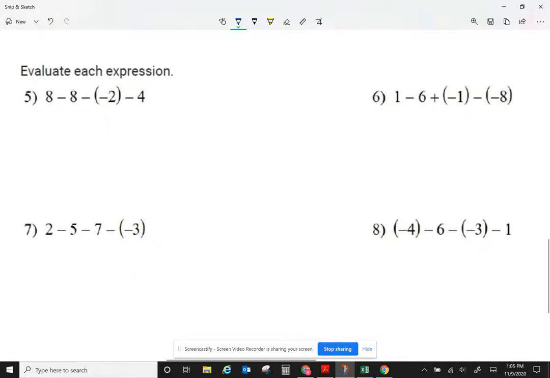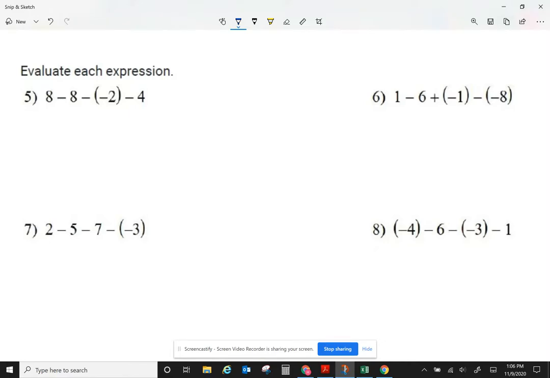Now we're going to be looking at what I call scoreboard. We're going to be once again adding and subtracting integers, which is adding and subtracting whole numbers. Some of them are positive, some of them are negative, and people tend to get confused with this. We have like 8 minus a negative 2 minus 4. Now, the idea on this, I'm going to call it scoreboard.